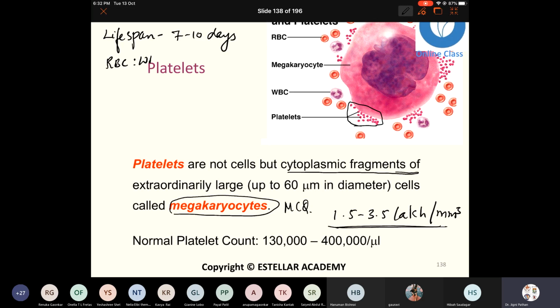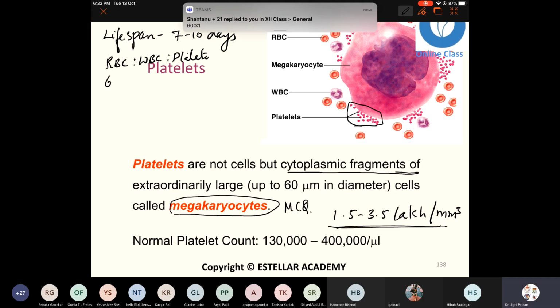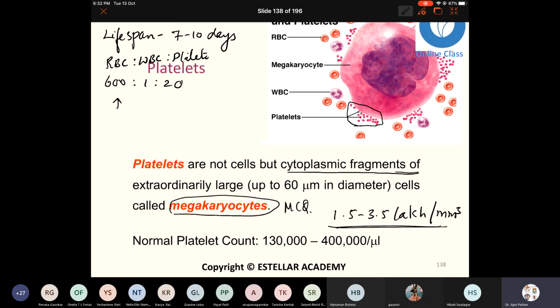RBC to WBC to platelet: what is the ratio? What's the ratio of RBC and WBC? Okay, the ratio of RBC, WBC and platelet is 600 to 1 to 20.